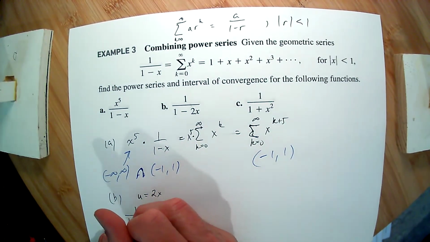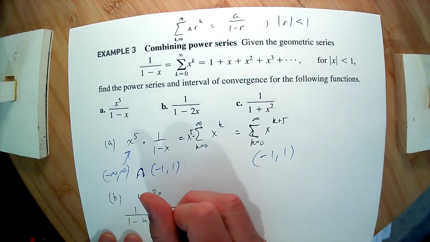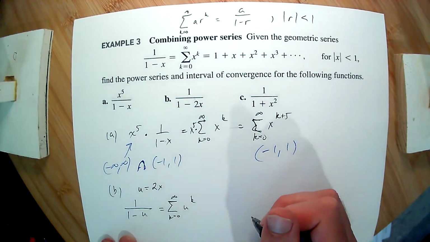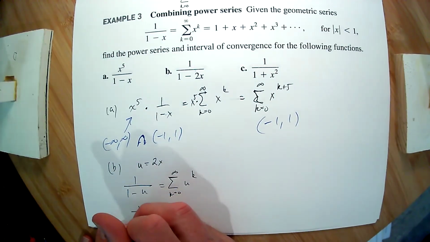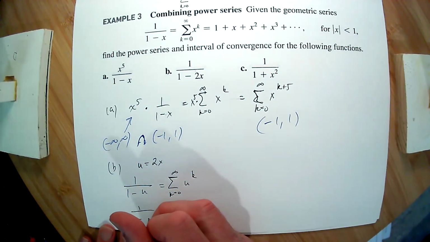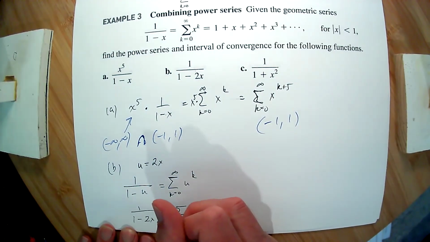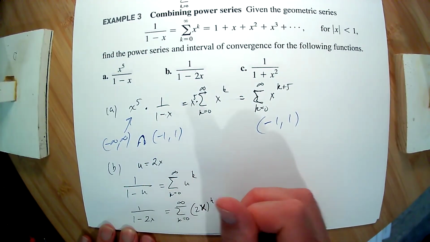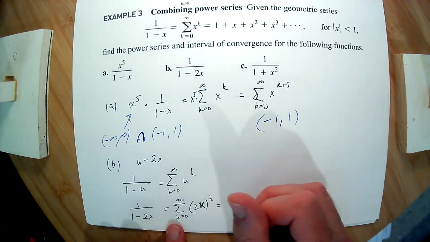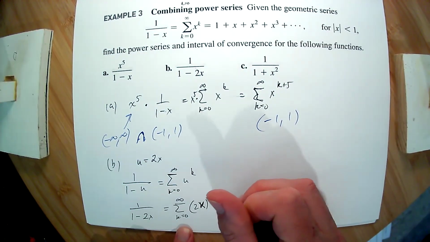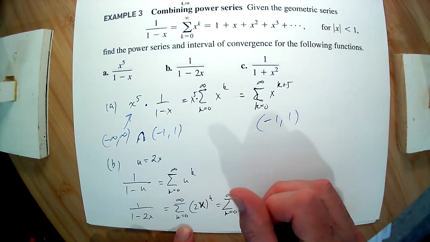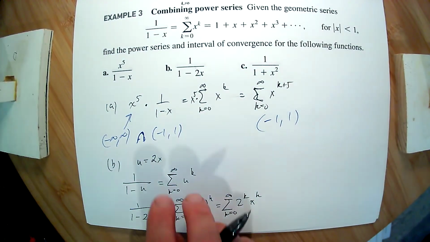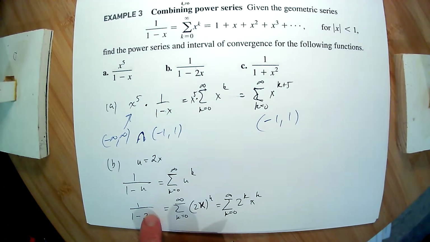This becomes 1 over 1 minus u, which then has to be the sum k goes from 0 to infinity of u to the kth power. Well, what that means then, of course, is that 1 over 1 minus 2x is going to be equal to the sum k goes from 0 to infinity of 2x to the kth power. We could leave it like this, or we could separate it out a little bit. That is 2 to the k times x to the k. So there's my series expansion for the function that we started with.